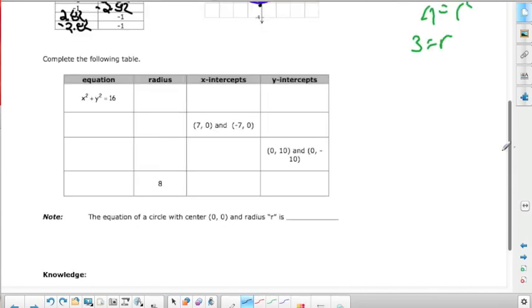Radius squared. So it's always the radius squared, r squared. So in this equation, x squared plus y squared is equal to 16. What's my radius? 4. Well, what are my x-intercepts? Adrian? Yeah, so we have 4, 0 and negative 4, 0. What are the y-intercepts? 0, 4.